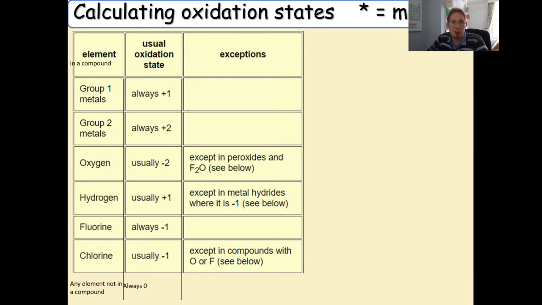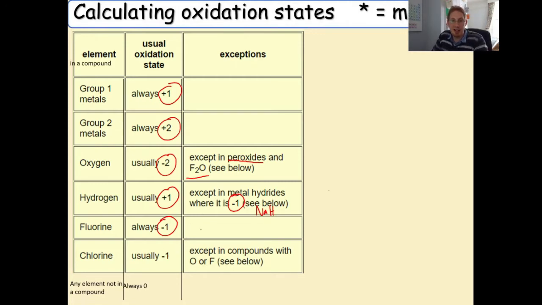Few things to remember. Group 1 metals always +1. Group 2 metals always +2. Oxygen is almost always -2 unless it's bonded to another oxygen or it's bonded to fluorine. Hydrogen is usually +1. The exception is a metal hydride like NaH, where it is -1. Fluorine is always -1. Chlorine is usually -1.